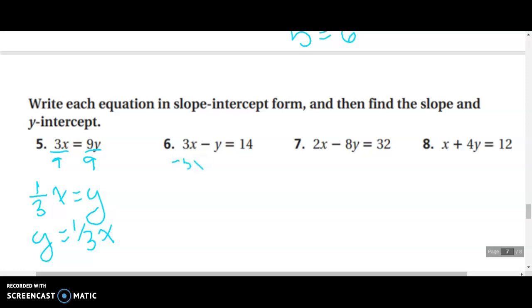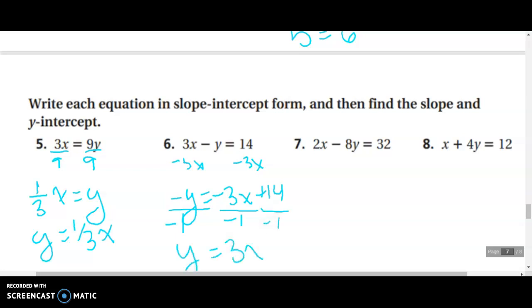Here, we subtract 3x from both sides. Remember, now we're going to have negative y equals negative 3x plus 14. I don't want a negative y, I want it to be y, so I'm going to divide by negative 1. Everybody divides by negative 1, and I get y equals 3x minus 14, giving me a slope of 3 and a y-intercept of negative 14.